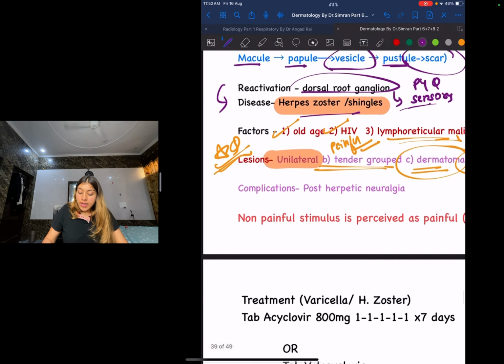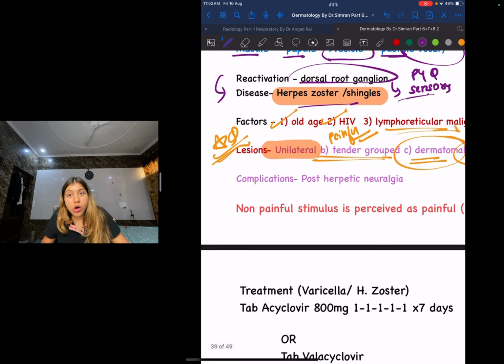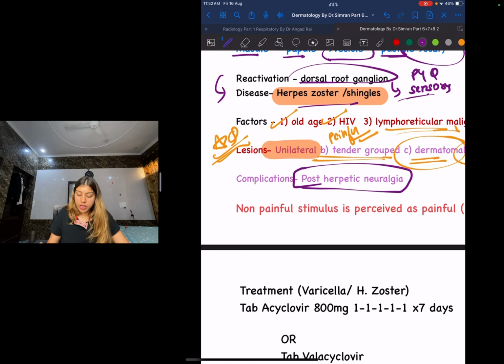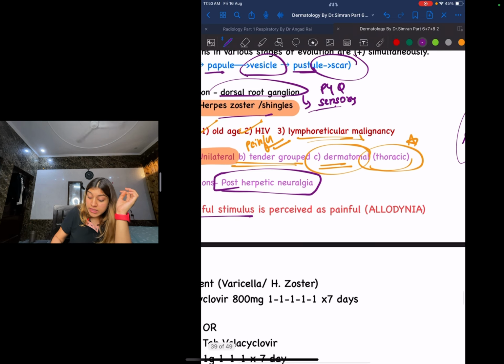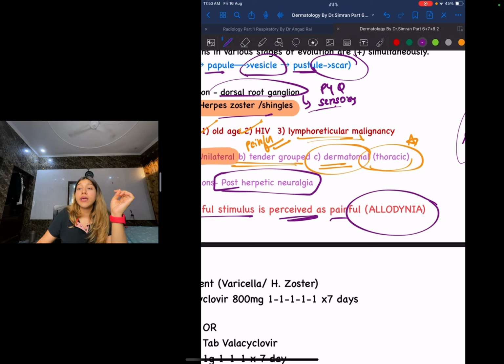Okay, next, guys, what is the complication? What can this cause? The complication of shingles is going to be post-herpetic neuralgia. What you need to know about post-herpetic neuralgia, guys, is that even if a feather comes and touches that particular surface, that patient is going to scream with pain. So it is a non-painful stimulus which is perceived as painful. And what is that called? Very good, it is called allodynia. A feather or a leaf will come and touch the surface and I will scream with pain.